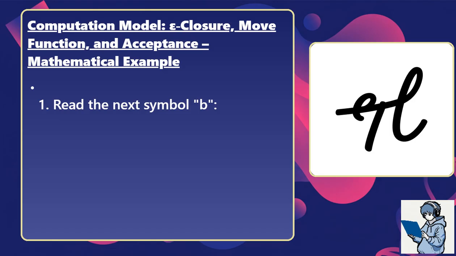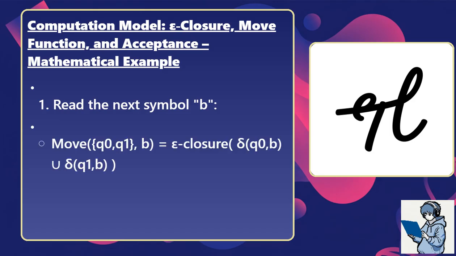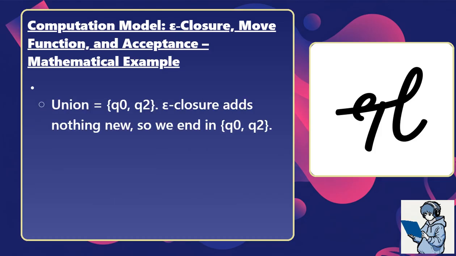3. Read the next symbol B: move of {Q0, Q1} with B equals epsilon closure of delta of Q0 B union delta of Q1 B. Delta of Q0 B equals {Q0}. Delta of Q1 B equals {Q2}. Union equals {Q0, Q2}. Epsilon closure adds nothing new, so we end in the set containing Q0 and Q2.